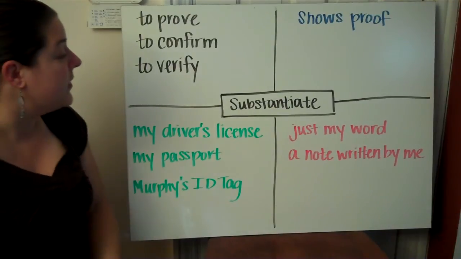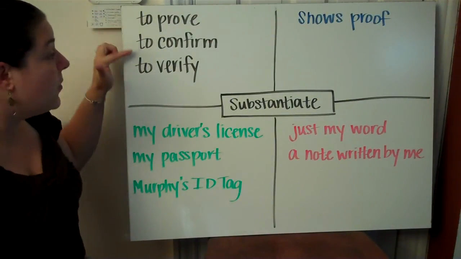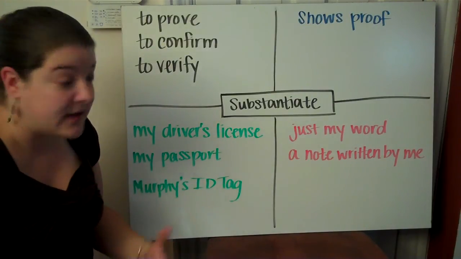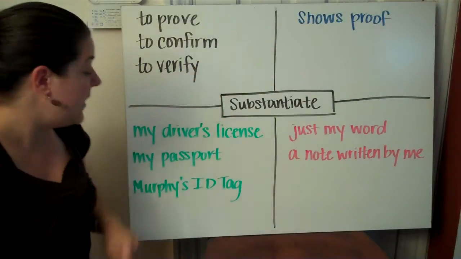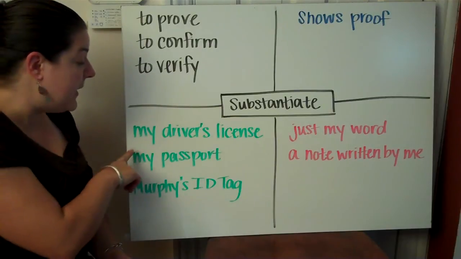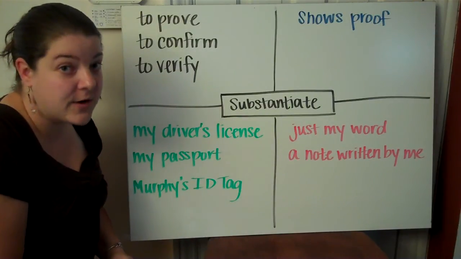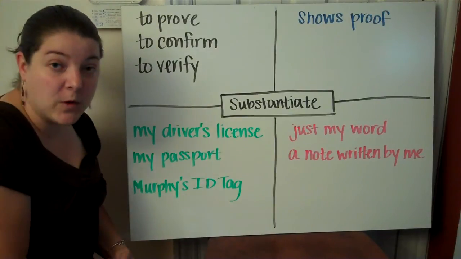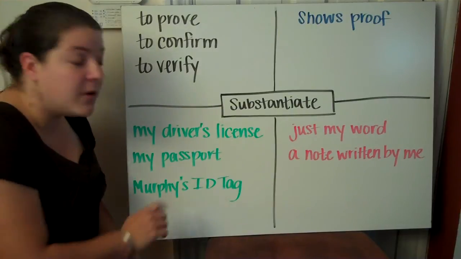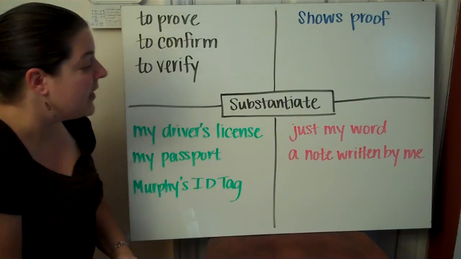Our next word is substantiate. To substantiate is to prove or to confirm or to verify. So if something substantiates something, it's going to show proof. Okay, so some examples of things that substantiate would be my driver's license that proves who I am and that I am allowed to drive a vehicle. My passport, again, proves who I am and what country I come from. And Murphy's ID tag that proves who he is and who his owner is.